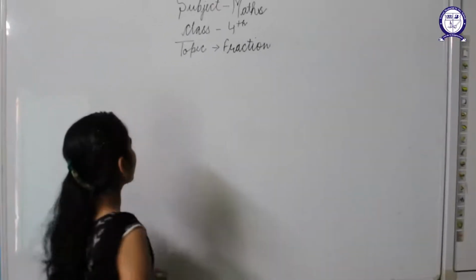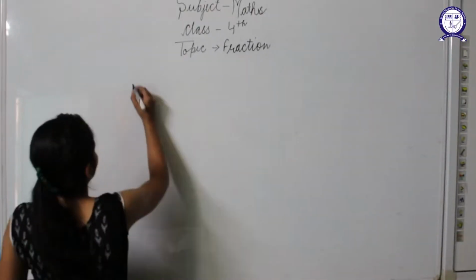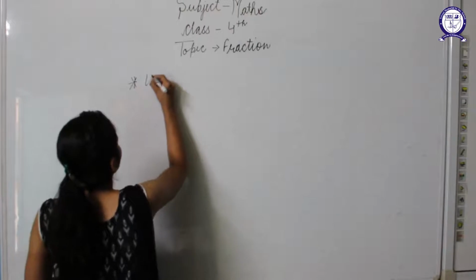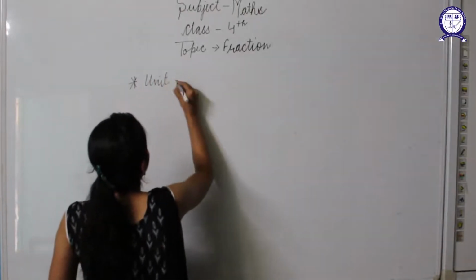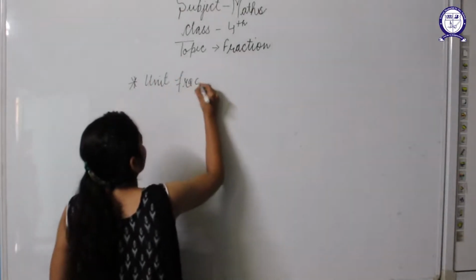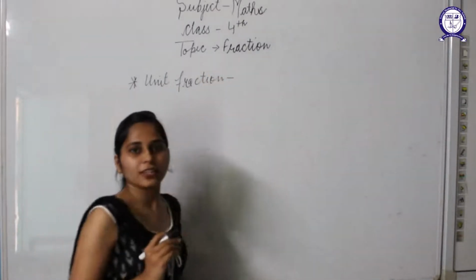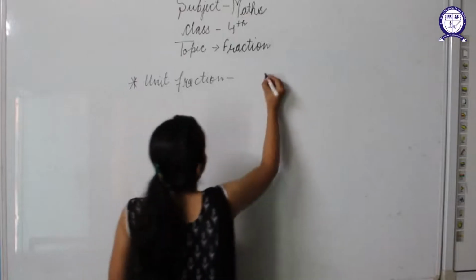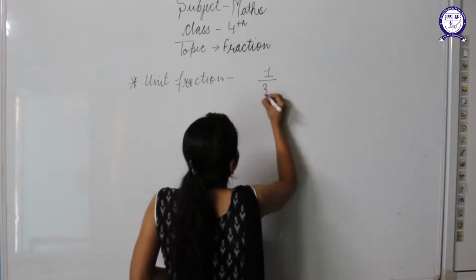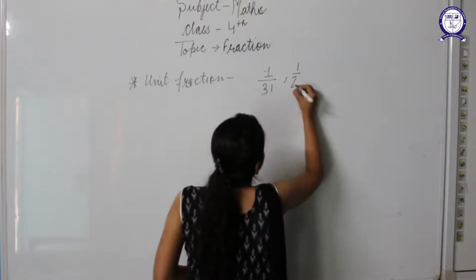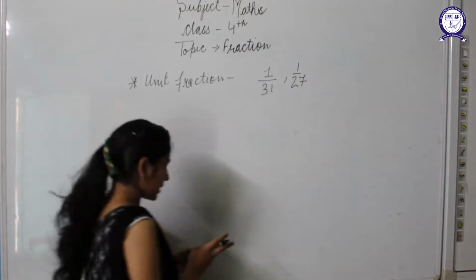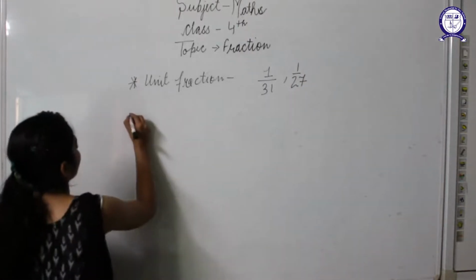So students, here we are having another type of fraction, that is unit fraction. In unit fraction, students, the numerator is always 1. So if in a fraction the numerator is 1, the fraction will be considered as unit fraction. Here we are having examples 1/31, 1/27 like this. Now students, here is another topic, that is equivalent fraction.